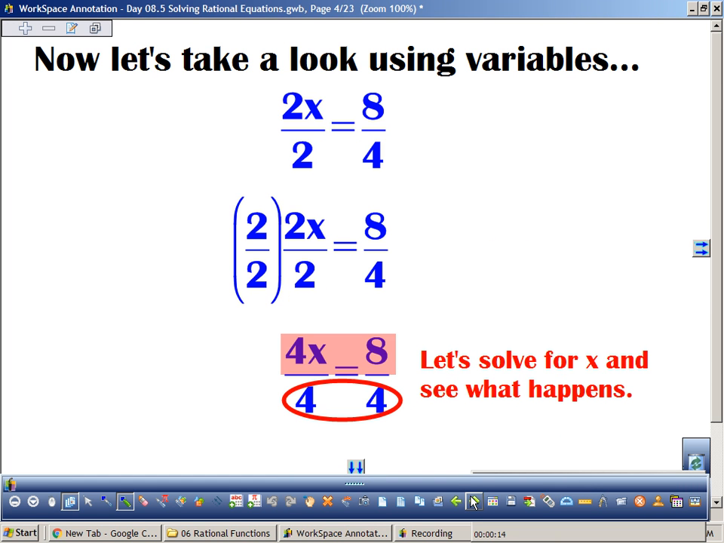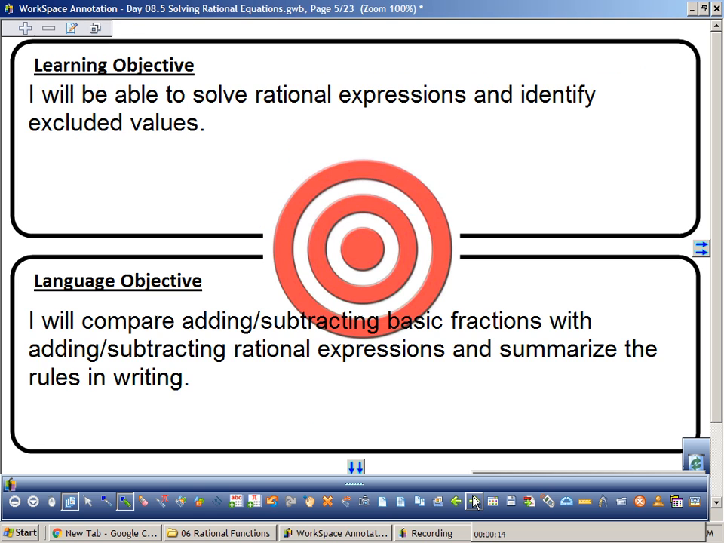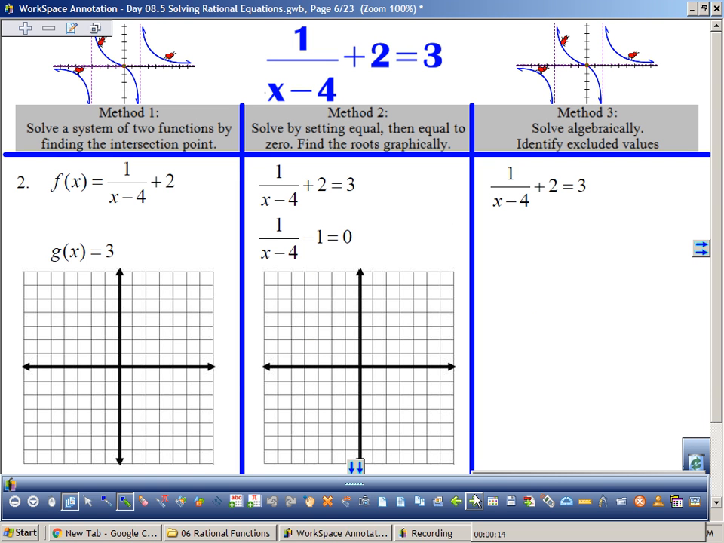So let's keep going. What if we had a variable in there? Well, we did the same process. We multiplied the numerator and the denominator by the same thing, or 1, to make it more complicated so we can make the denominators match. So we can apply that same principle here. If 4 is equal to 4, then 4x must be equal to 8. And that's what we're going to use today. All right, so we're going to finish solving our rational equations today using those common denominators.